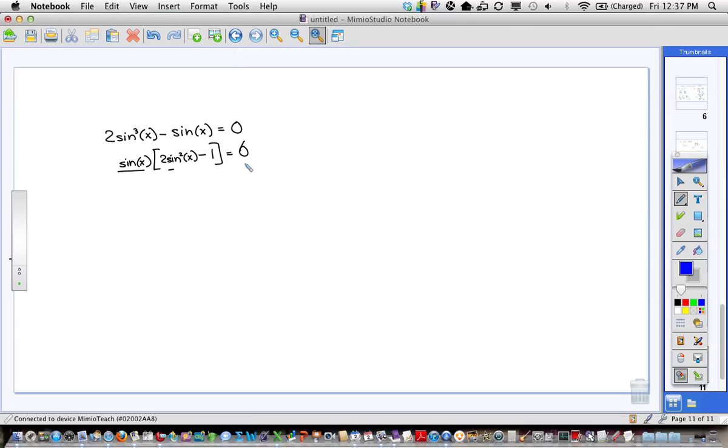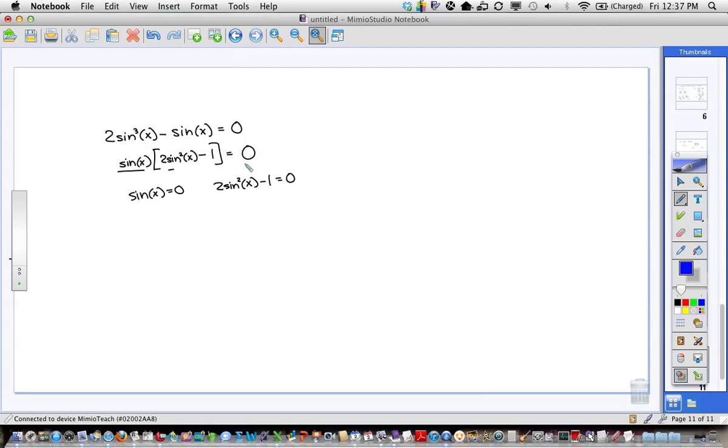If this was a 6 over here, but if 2 things are multiplied to equal 6, does one of them have to be 6? No, one could be 2 and one could be 3. One could be 12, one could be a half. 0 has a very special property, and that is that when 2 things multiply to equal 0, one of them has to be 0. It's called the zero product property. So sine of x equals 0, or 2 sine squared x minus 1 equals 0.